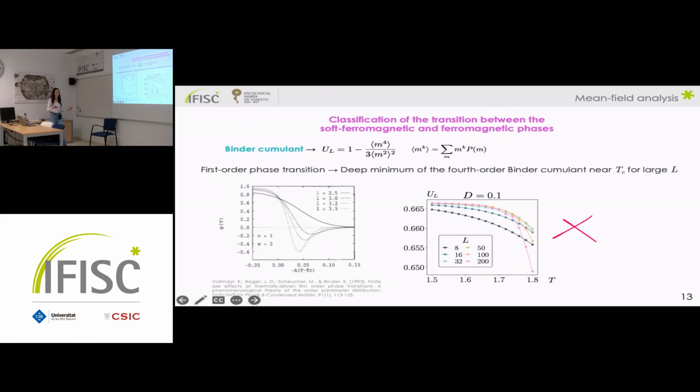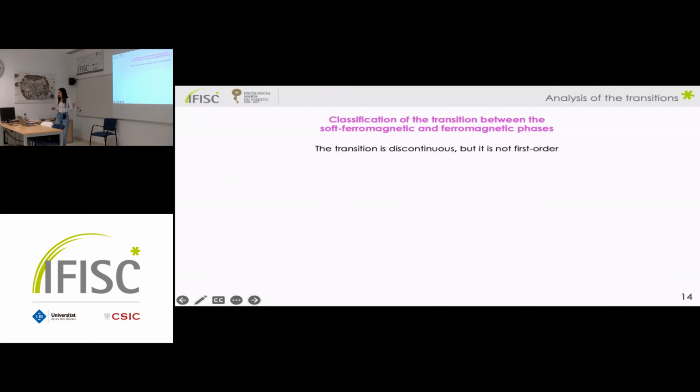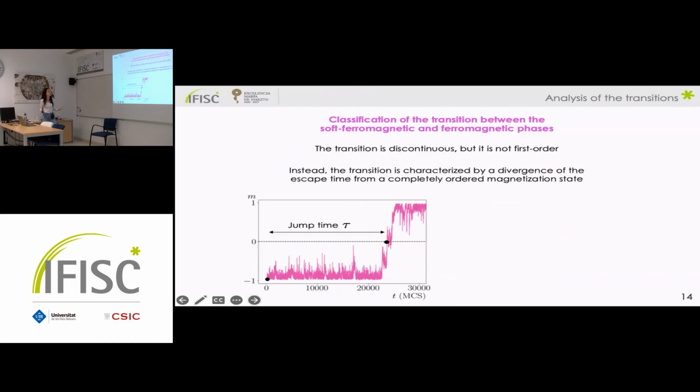And now, here we have the results for our model. We can see that in our model, we don't have any of these minima. So what we can say is that our transition is discontinuous, but it doesn't fall into the standard classification of first-order phase transitions. So the transition between the soft ferro and the ferro phases is discontinuous, but it's not first-order.